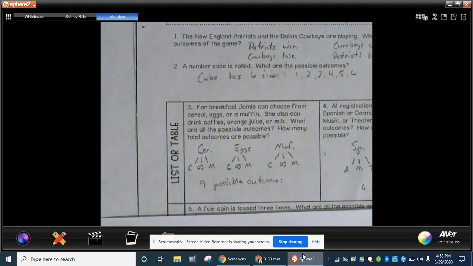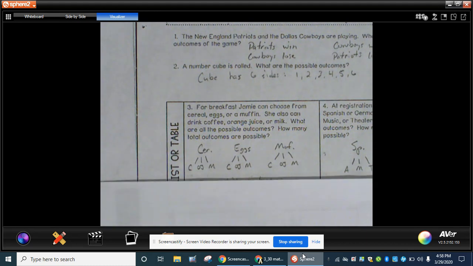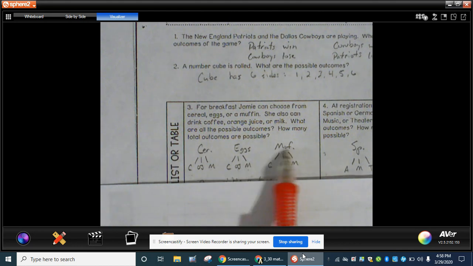Okay. So I've already listed a tree diagram. For my first choice, I'm choosing between cereal, eggs, or muffins, something to eat. Well, a lot of times when you eat something, you gotta have something to drink with, right? So for each choice of food, I am choosing a drink. With cereal, I can have coffee, orange juice, or milk. With eggs, I could have coffee, orange juice, or milk. Or if I chose a muffin, I could have coffee, orange juice, or milk.